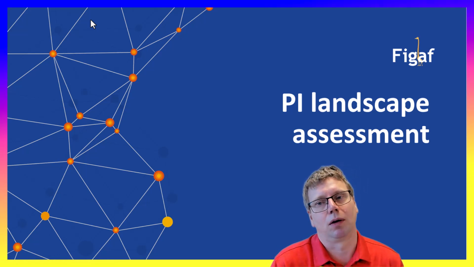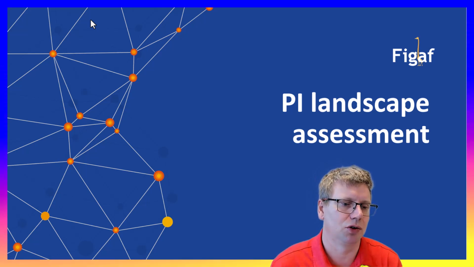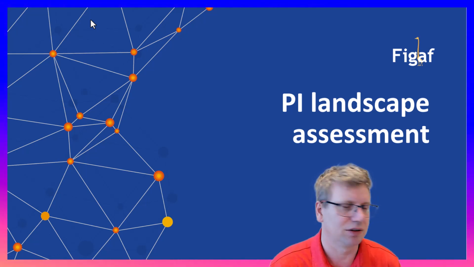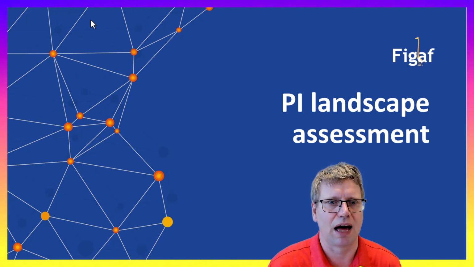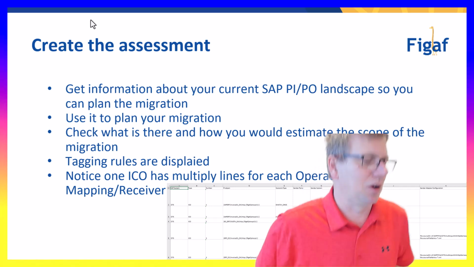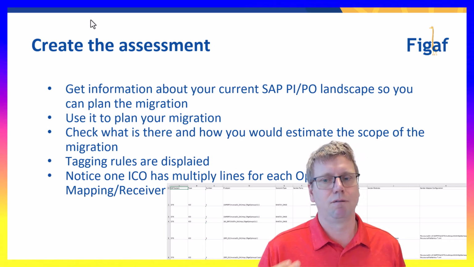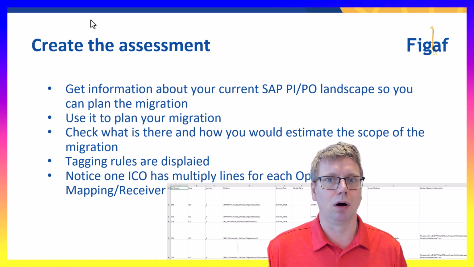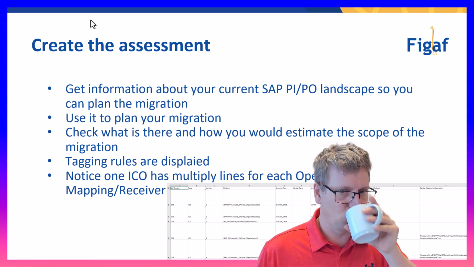So one other part of this is understanding your current landscape. What is it that you have in your SAP PI PO system? How are all these things working together, and what can you actually do with it? That's really crucial to have a much more detailed understanding of what's going on. And that's why we started out creating an assessment that will give you all the details that you would need for planning this migration, and give you a full overview of all the different artifacts in it. And it is really easy to create at this point in time.